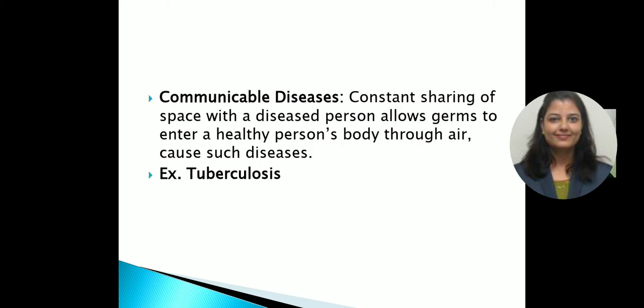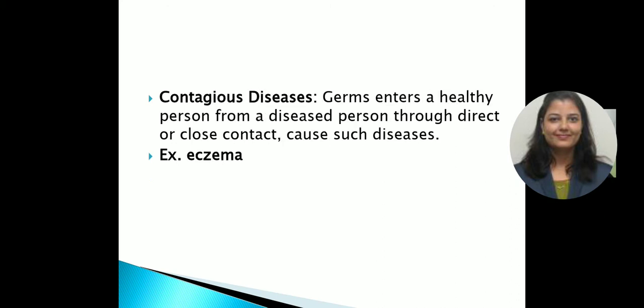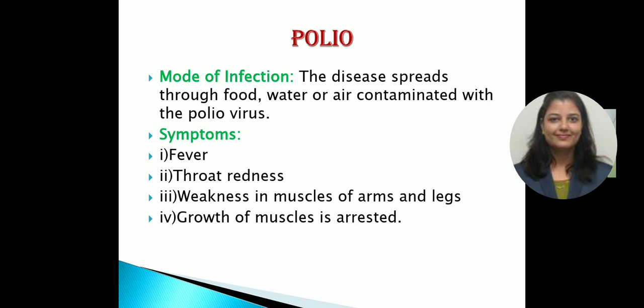Next is communicable diseases. When constant sharing of space with a diseased person allows germs to enter a healthy person's body through air, that causes such type of diseases. Example, tuberculosis. Then the third one is contagious diseases. When germs enter a healthy person from a diseased person through direct or close contact, that causes such type of diseases. Example, eczema.